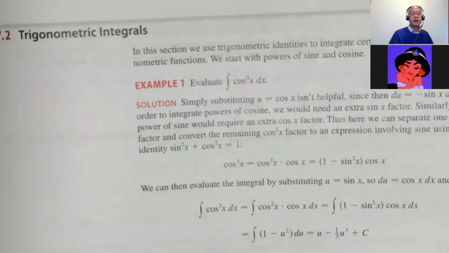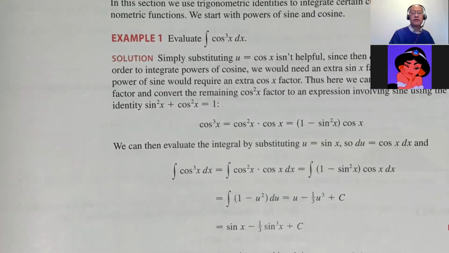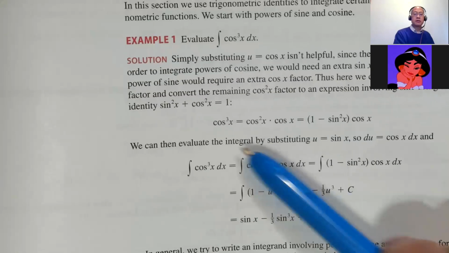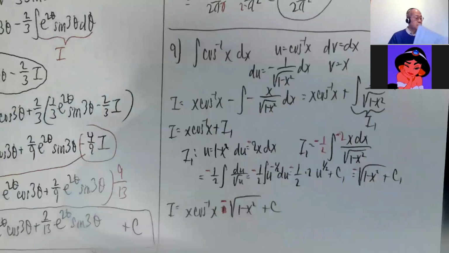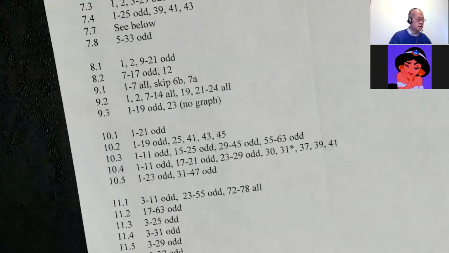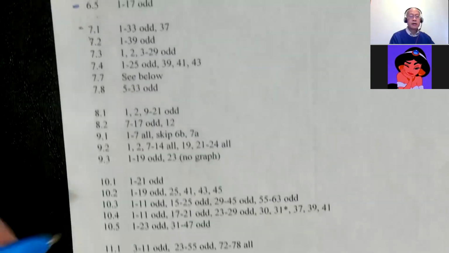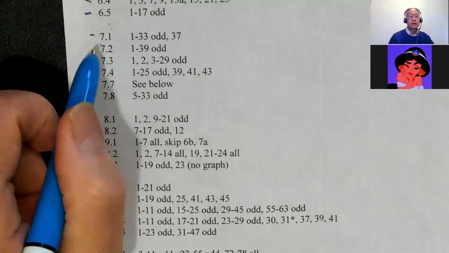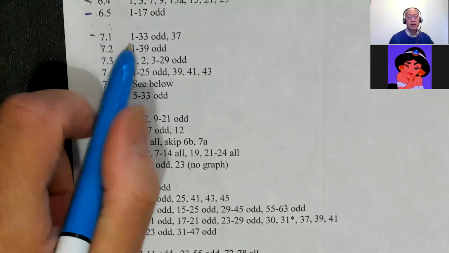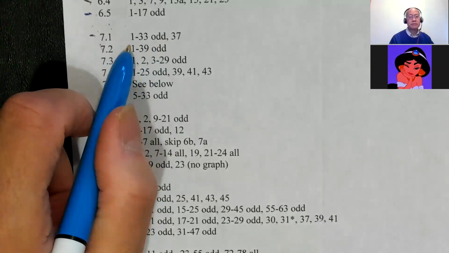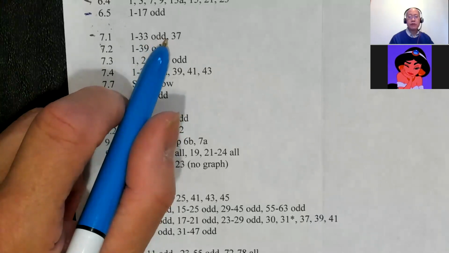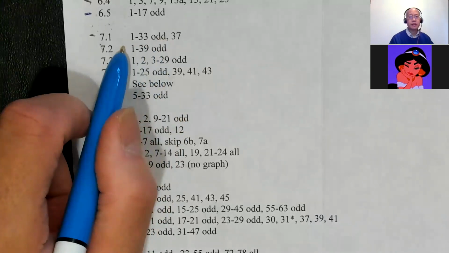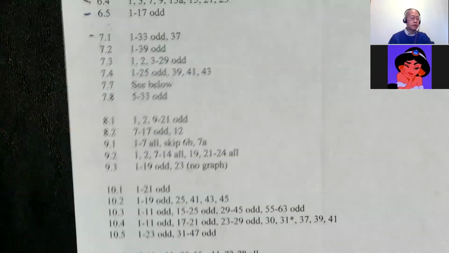Trigonometric integrals. So how do you integrate stuff with sines, cosines to certain powers and so forth? So the assignment, 1 to 39 odd. Right, so 7.1, I did, you know, what, half the problems, two-thirds of the problems. For homework, just copy it and review it when it comes to the test and do the few problems that we did not do. 7.2, 1 to 39. Okay, so let me try to get that to you now.